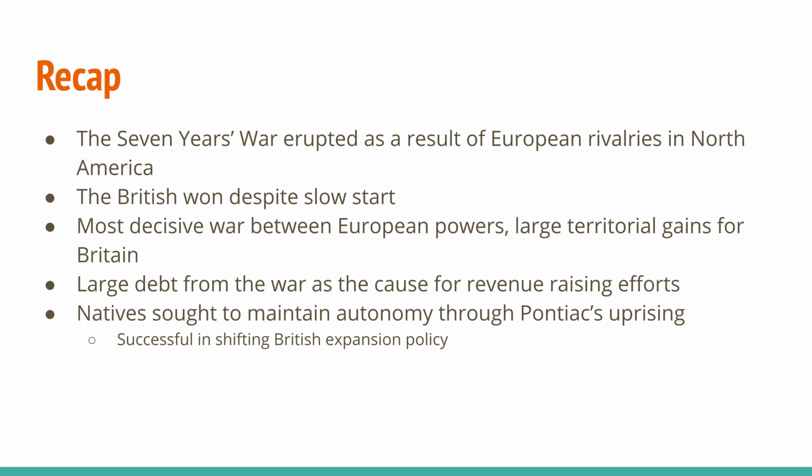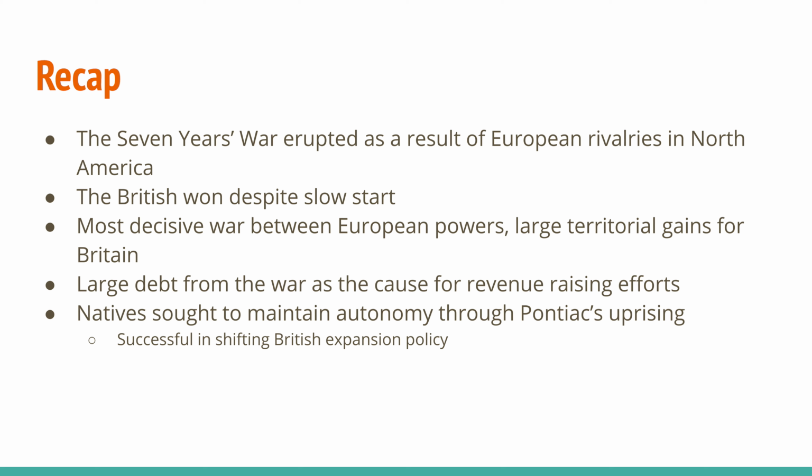All right, finally, our recap. The Seven Years' War erupted as a result of European rivalries in North America between the British and the French. The British won despite the slow start, and it was the most decisive war between European powers. So it was more decisive than the previous three wars that they had fought, and it led to more territorial gains for Britain. The large debt from the war was the cause for the revenue-raising efforts like the Stamp Act and the Sugar Act.